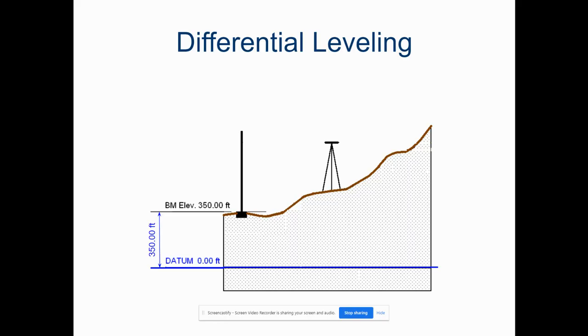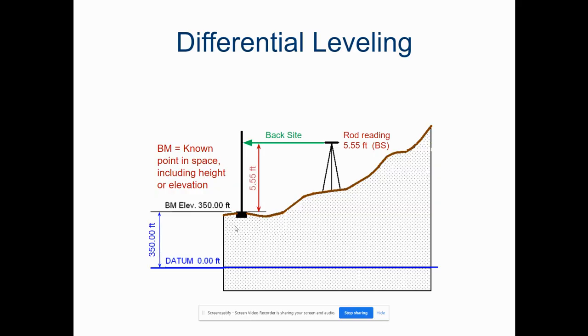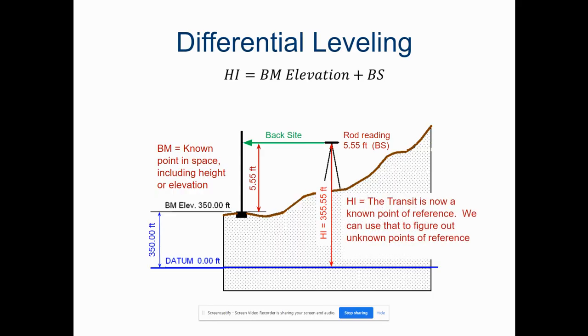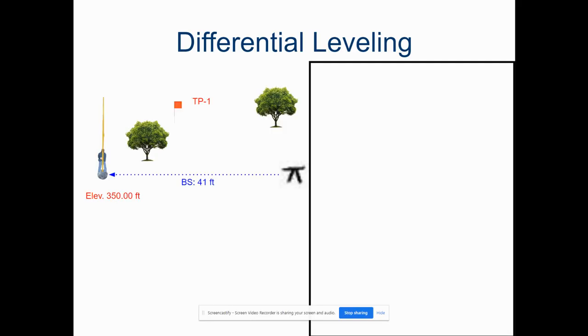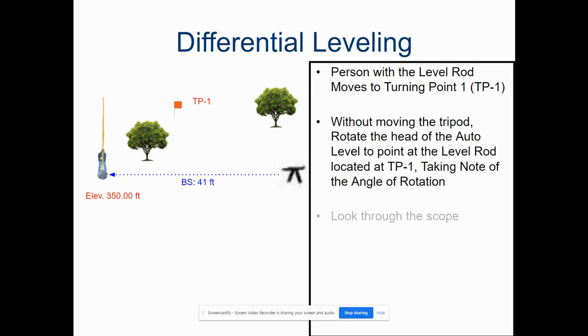So there's our level right up here. And we're shooting the rod on the elevation. That's going to give us our height of instrument. Okay. We back sight and our rod reading. That's how we get the height of instrument, which is the HI. And now that's a known point of reference.